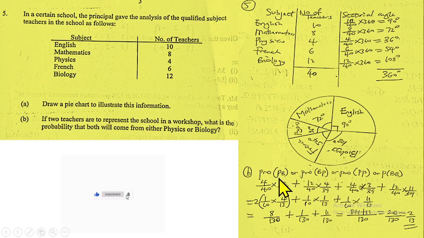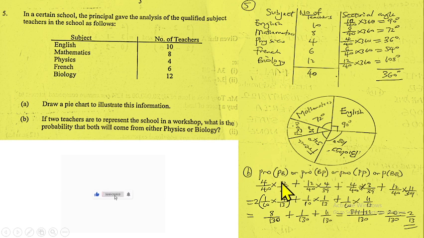So one of them could be physics, the other could be biology, or the first could be biology, the other will be physics, or both of them can be physics, or both of them can be biology. So those are the options for this probability. And from there, the probability of the first person being a physics teacher, we have 4 physics teachers out of 40 of them. So we have 4 over 40 multiplied by the probability of biology, which should be 12 out of, since you have already picked one person from physics, the total number of teachers will reduce to 39.